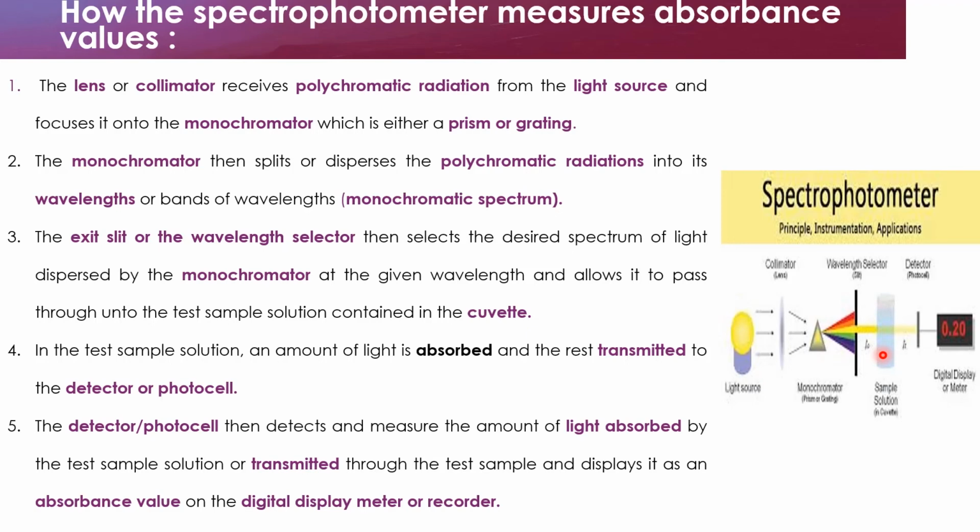In the test sample solution, an amount of light is absorbed and the rest is transmitted to the detector or the photocell. The detector or the photocell then detects and measures the amount of light absorbed by the test solution or transmitted through the test sample and displays it as an absorbance value on the digital display board or meter as shown here.